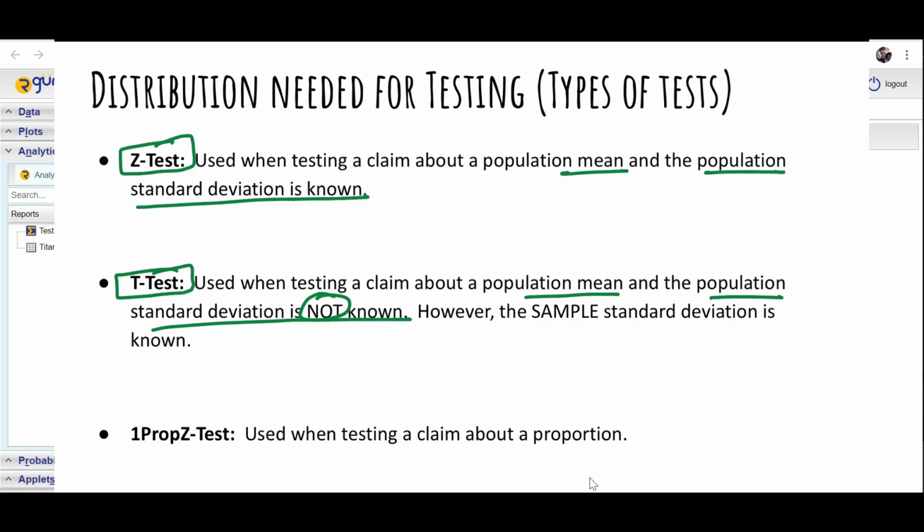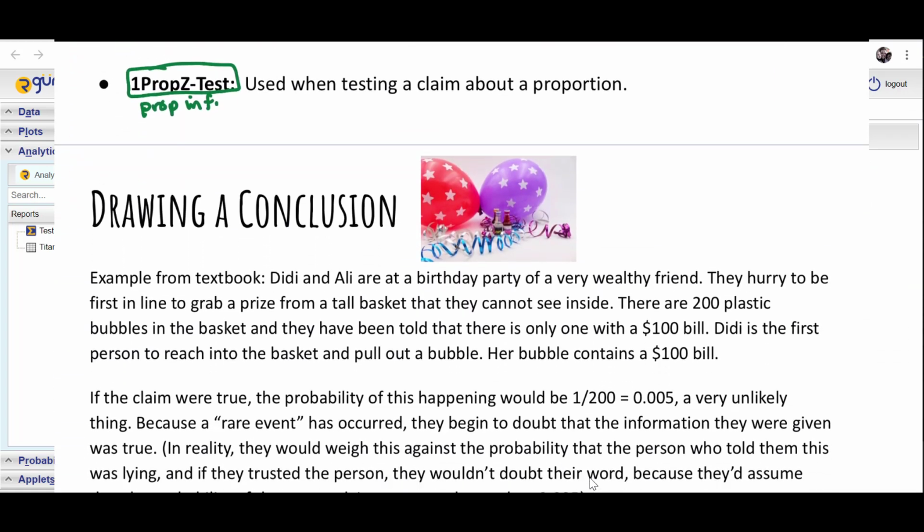And then both of these are mean inferences. This one here we call a 1-prop z-test, because that's what it's called in the previous calculator that I used to use for the class. But it's a proportion inference, and you use this when you're testing a claim about a proportion. So those are the 3 that we're going to be working on.